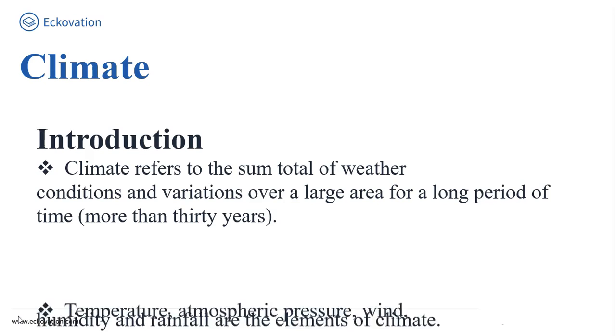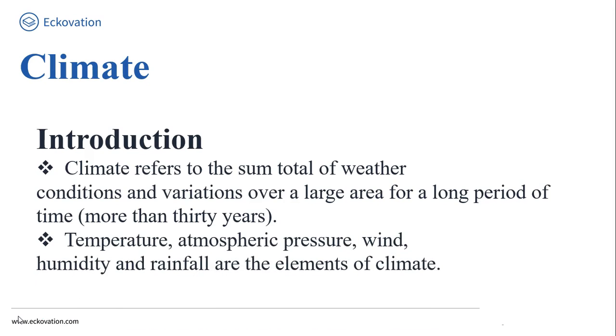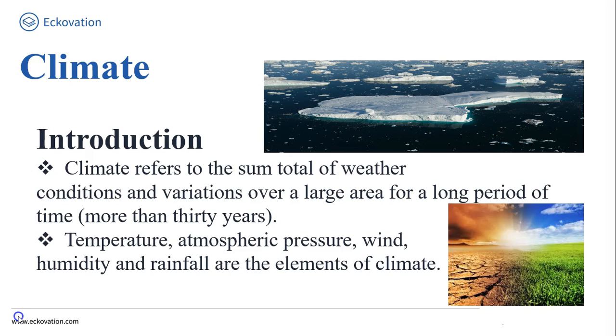Friends, that was about climate. Now we will talk about weather. So weather refers to the state of atmosphere over an area at a point of time. And when we talk about elements of weather and climate, these are the same elements such as temperature, atmospheric pressure, wind, humidity and rainfall. These are the elements of climate and weather as well. Now friends, let's move ahead.